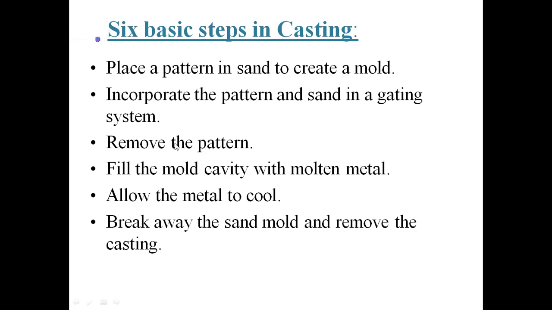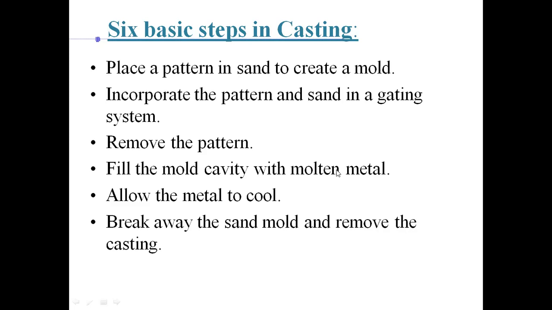Once we remove the pattern, we fill the mold cavity with molten metal. Which metal is melted in the process? It depends. For example, if you want to cast aluminum, then that is what you're going to melt. If it is aluminum that you want to cast, then you will melt aluminum and pour it. So it depends on which material you want to cast, you'll melt it.